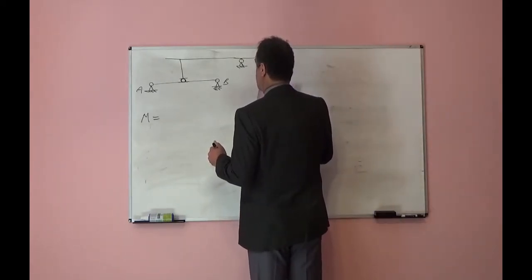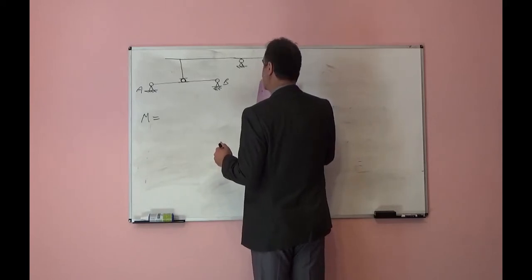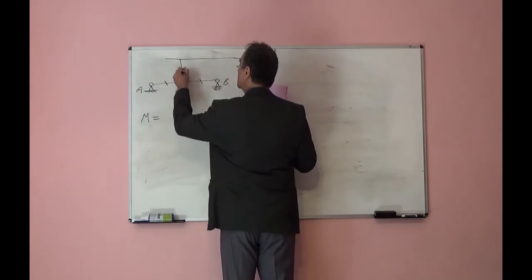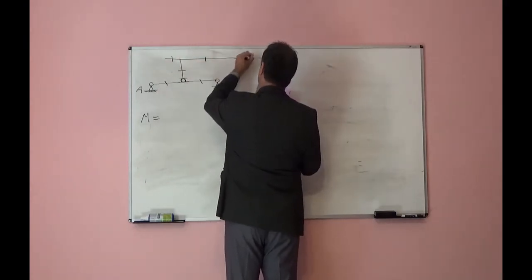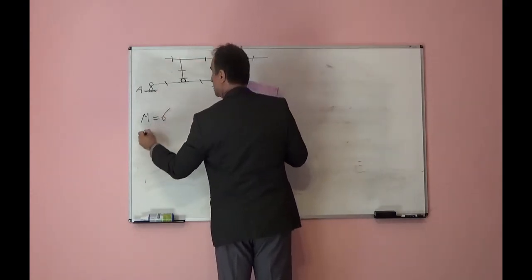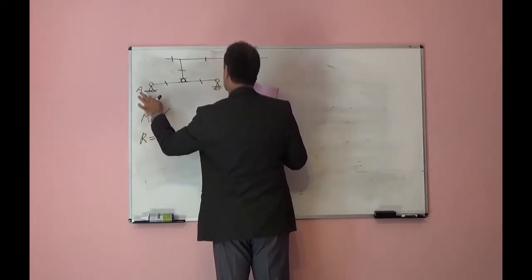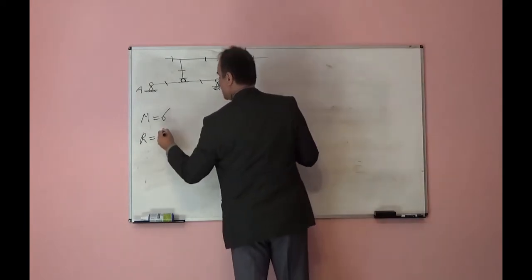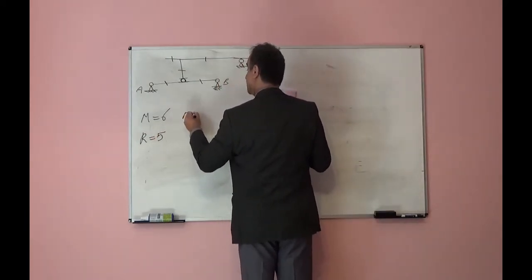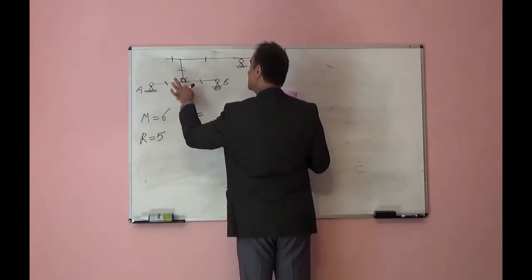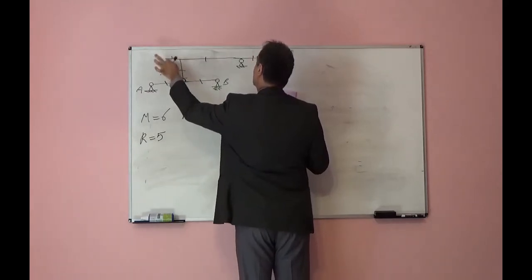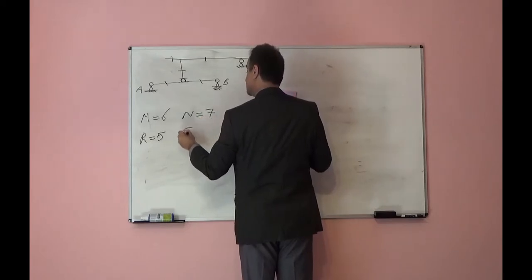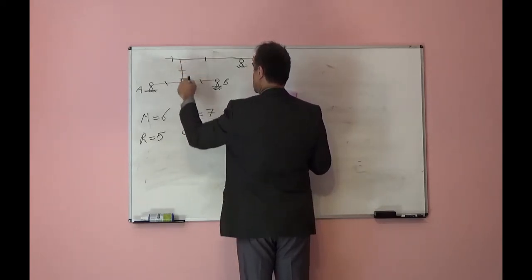Let's look at the degree of indeterminacy. The number of members: 1, 2, 3, 4, 5, 6. Reactions: 2 here, 1 here, 3, 2 here, 5. And number of nodes: 1, 2, 3, 4, 5, 6, 7. Let's see the number of condition equations.